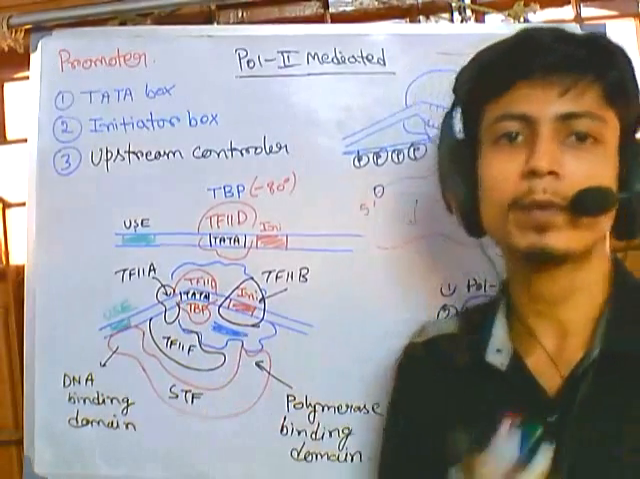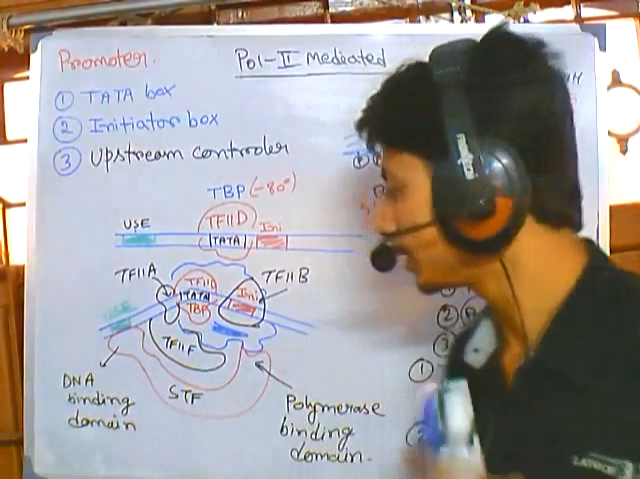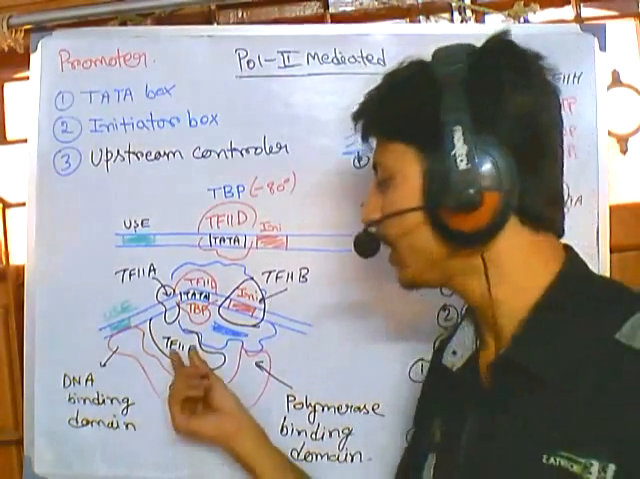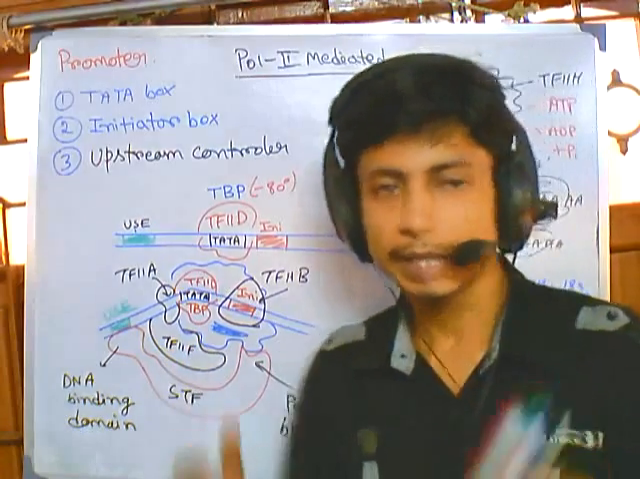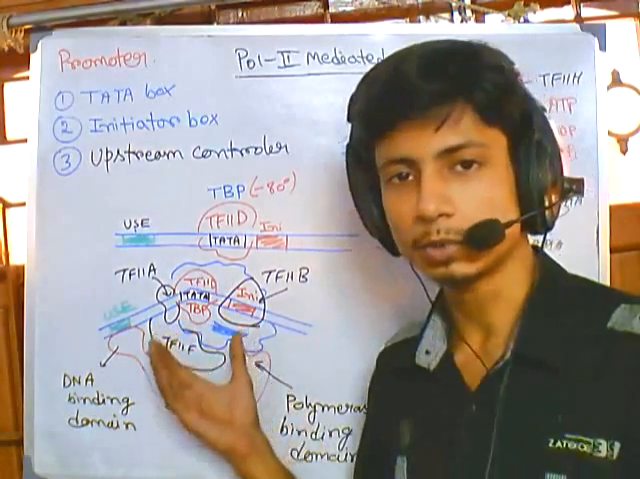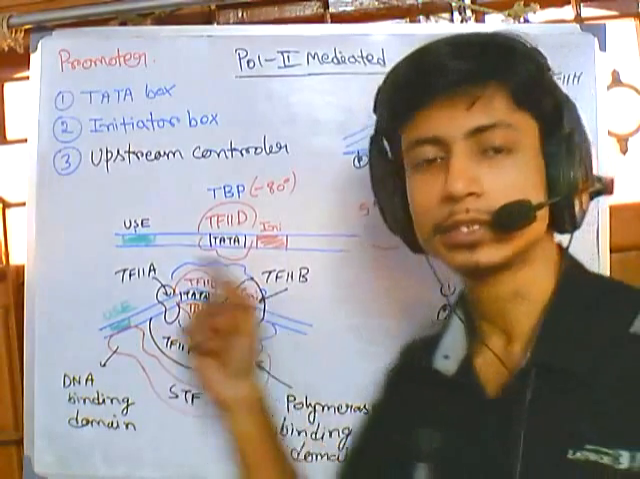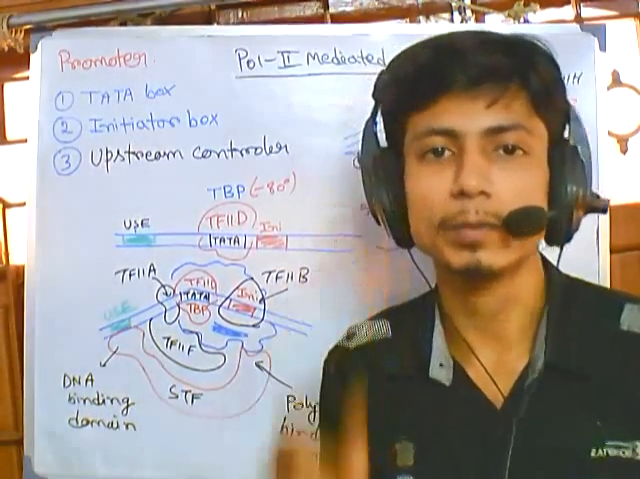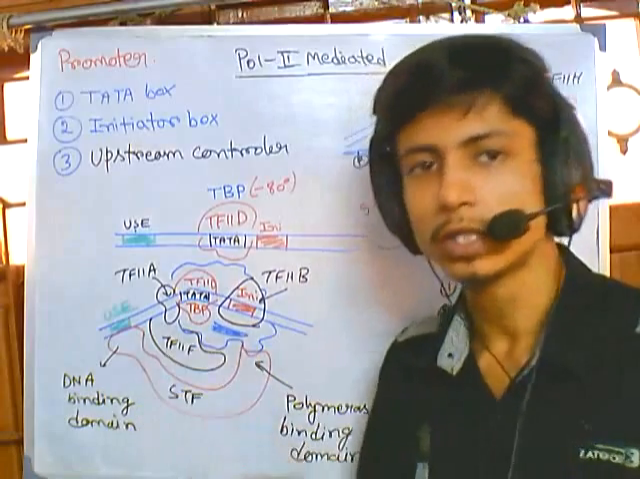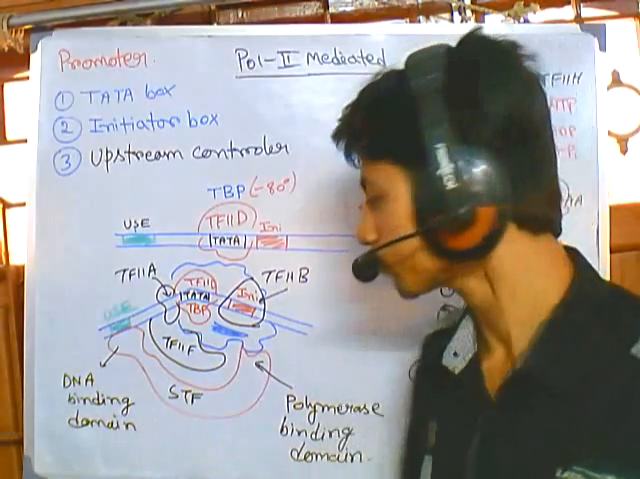And the recruitment of the polymerase is conducted by another generalized transcription factor, TFIIF. TFIIF will hold the polymerase II and bring it to this reaction center to make what is called the pre-initiation complex, which is just formed before the transcription process begins.